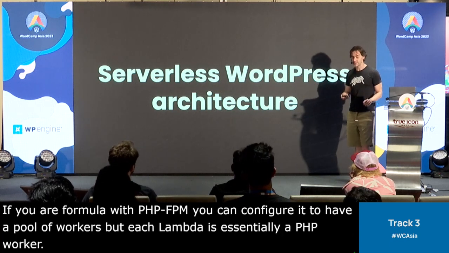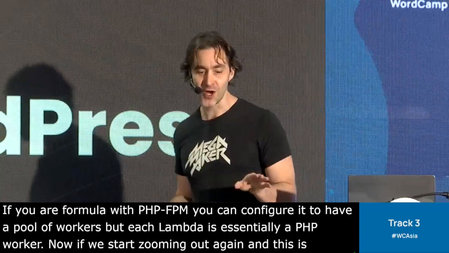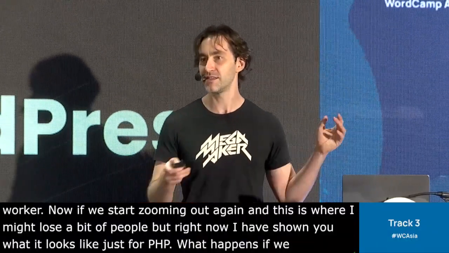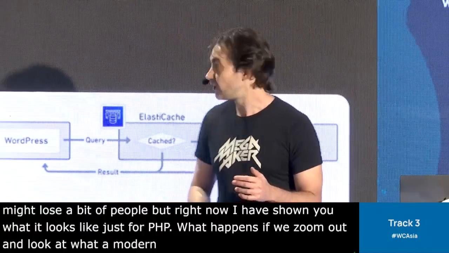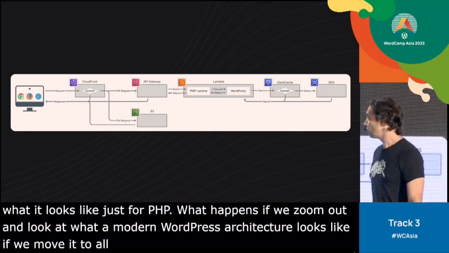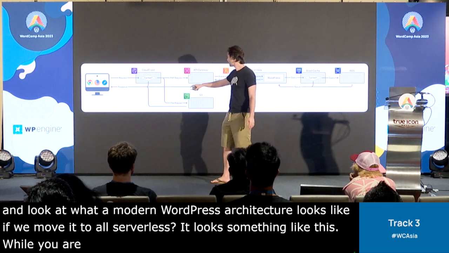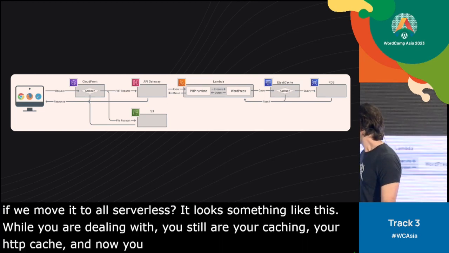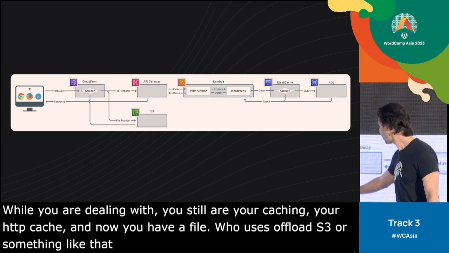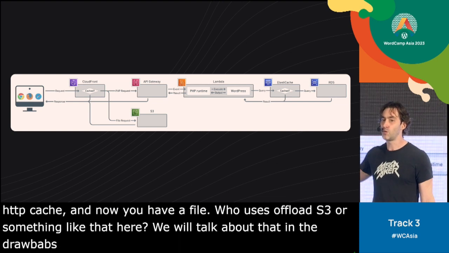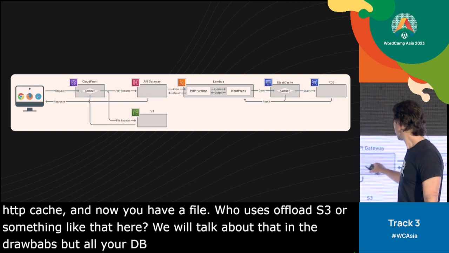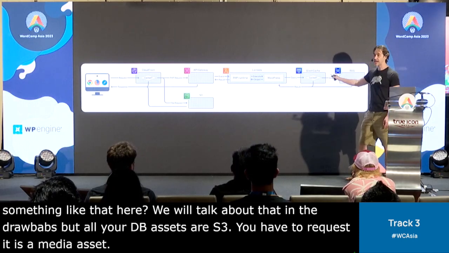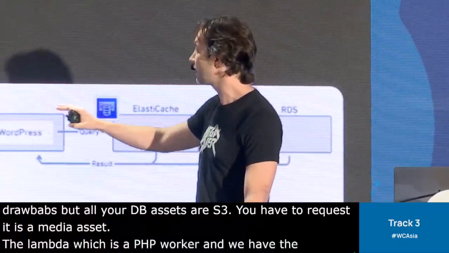Now, if we start zooming out again, and this is where I might lose a bit of people, right now I've shown you what it looks like just for PHP. But what happens if we zoom out and look at what our modern WordPress architecture looks like if we move it all to services? It looks something like this. You still have your HTTP cache, but now you have your files. Who here uses something like Offload S3? We're going to talk about that in the drawbacks, but all your media assets are in S3, so you have to determine whether you're requesting a media asset. If you're not, it goes through the API Gateway, which is our web server, then the Lambda, which is our PHP worker, then we still have our object caching and our database. So that's what it looks like at a high level.